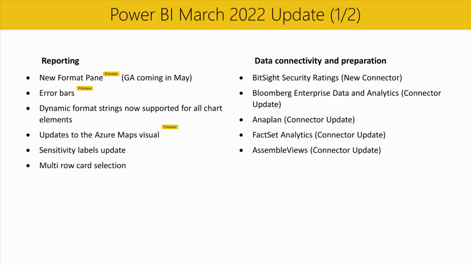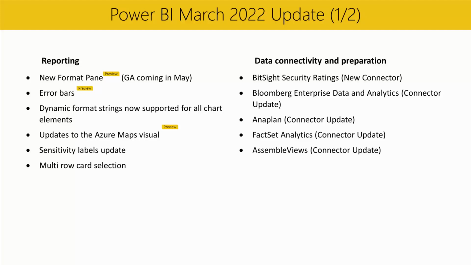Finally, last month we announced that you can now select rows in your multi-row card to cross-highlight and cross-filter other visuals in your report. Due to unforeseen circumstances, this feature did not ship with the last release, and it is now available with the March release. We thank you for your patience and your feedback in bringing this issue to our attention.